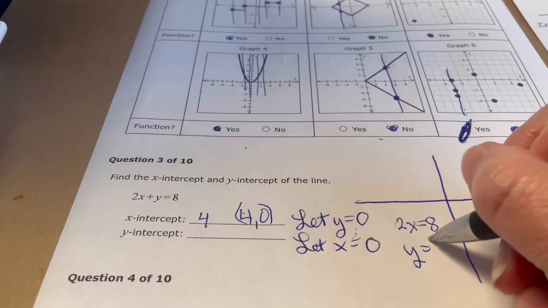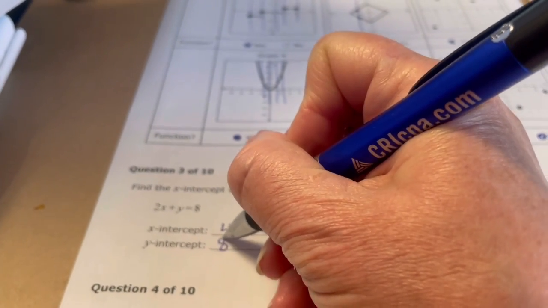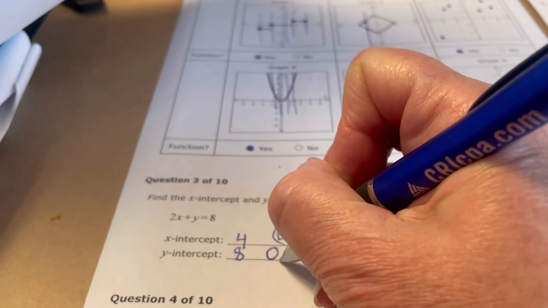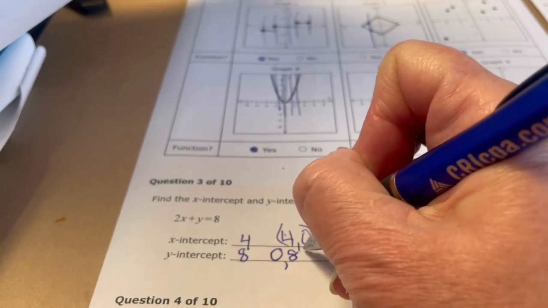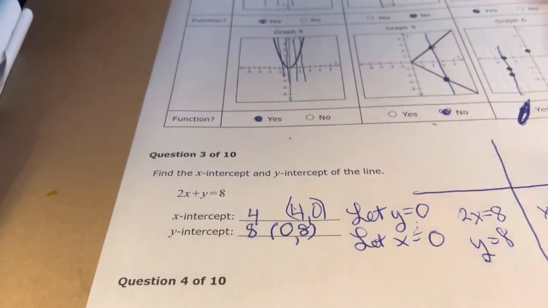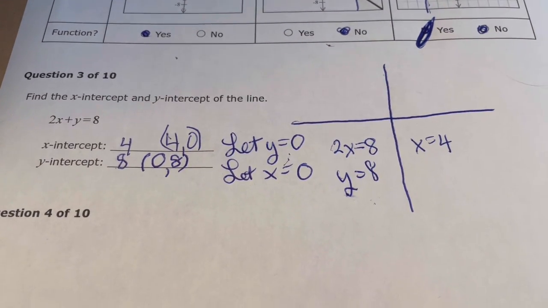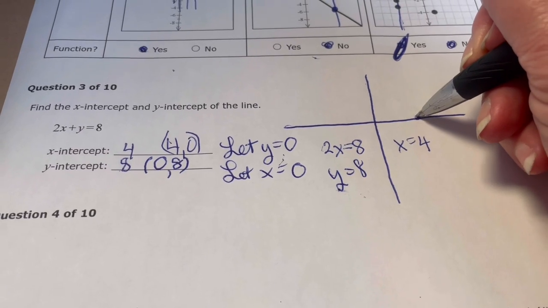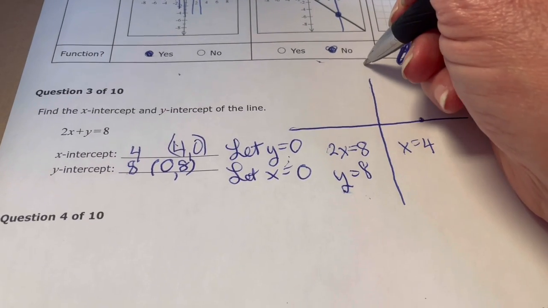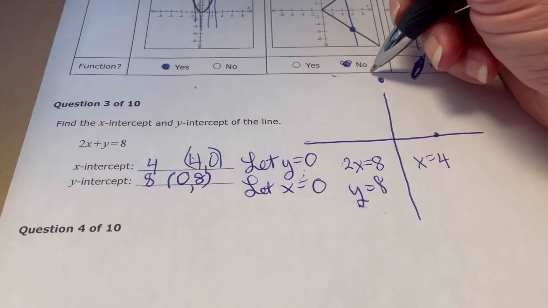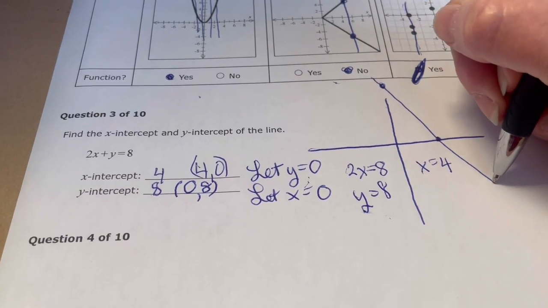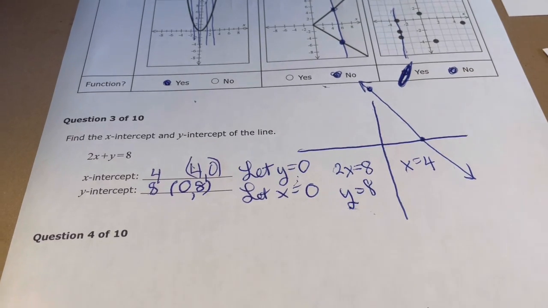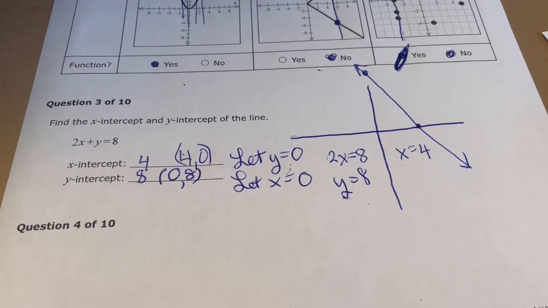Y equals 8, and since the x is 0, it would be (0, 8) if we wrote it as a point. So there you have it. Now let's go ahead and put those on a graph: (4, 0) and (0, 8), maybe up there. If I were going to graph the line, I could just go between the x and y-intercepts to get a very good graph of the line.